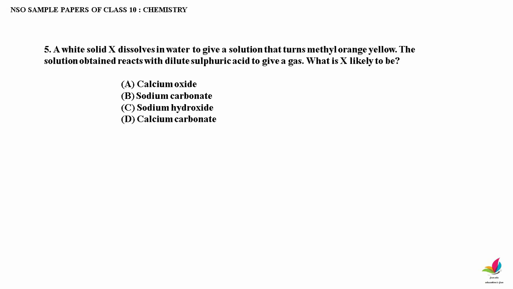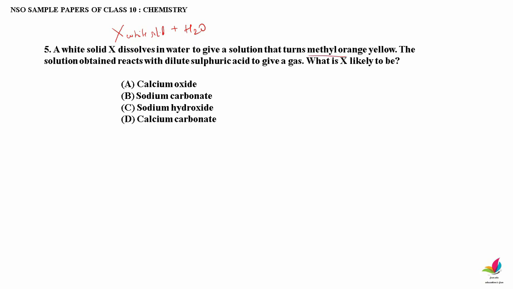So let's move on to the fifth question. A white solid X dissolves in water to give a solution that turns methyl orange yellow. The solution obtained reacts with dilute sulfuric acid to give a gas. What is X likely to be? So now you have a white solid, X. First it is dissolved in water to give a solution. Nothing will happen, it will give a solution that turns methyl orange yellow.